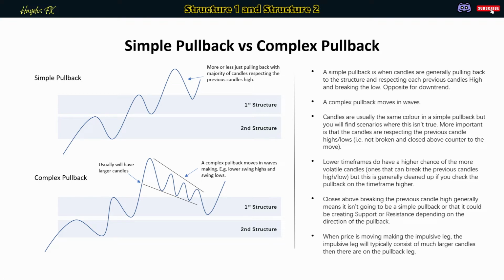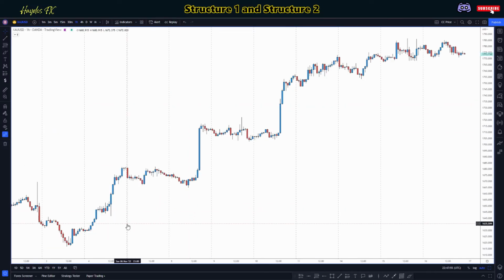The main thing is just understanding what I mean by first and second structure. It's the one that's closest to price and then second closest to price. So I'm going to jump over to the charts now. Here we've got this gold chart, and this is nice and clean. Really, really nice and clean.